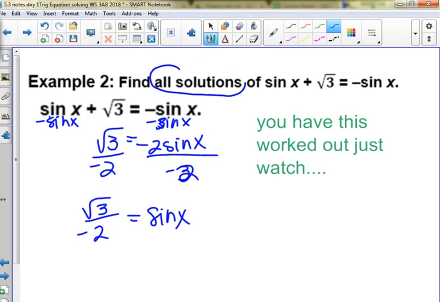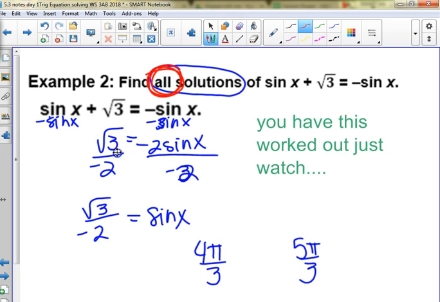This one does say all solutions, okay? So go to your unit circle. Where is this true? Negative square root of 3 in the y coordinate. I'm thinking 5 pi over 3 and 4 pi over 3. Is that right? Okay, are we done? All solutions means every possible answer. And this is going to repeat every multiple of 2 pi, right?